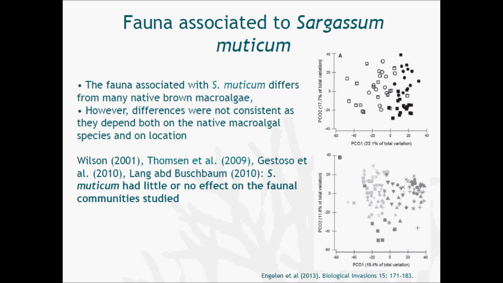Okay. Other references that look at this problem actually all agree on one thing: Sargassum muticum doesn't have much effect on the faunal communities. Meaning that the faunal communities associated with Sargassum muticum in the introduced zones are not specific, they are not very different. Okay?